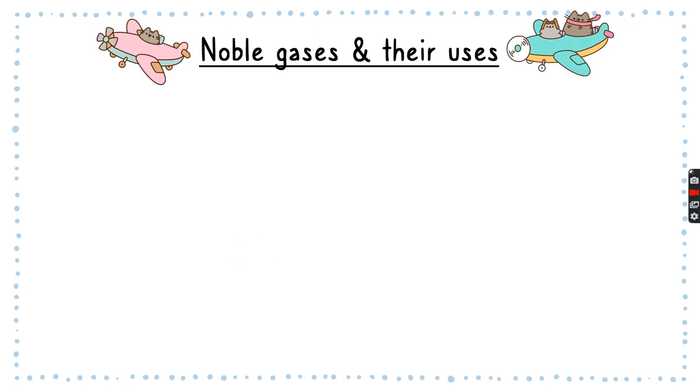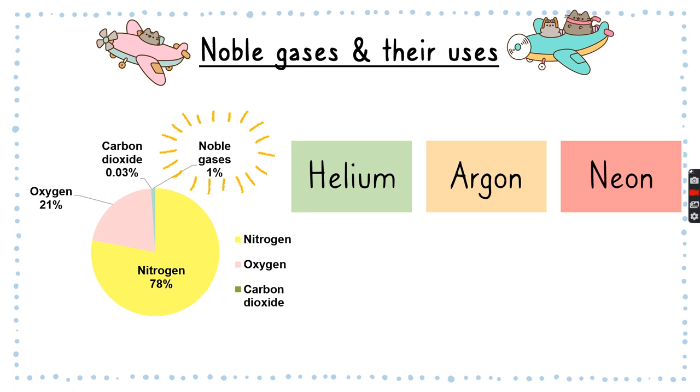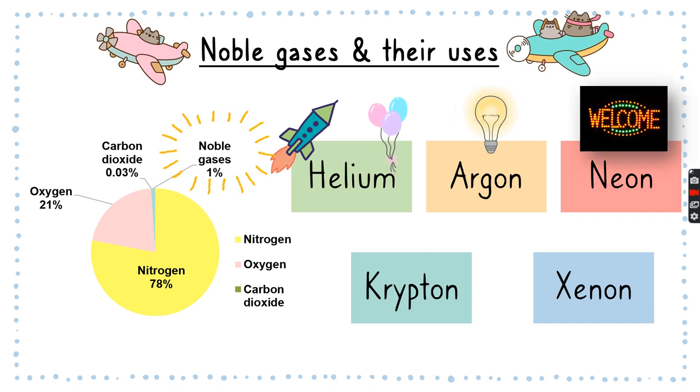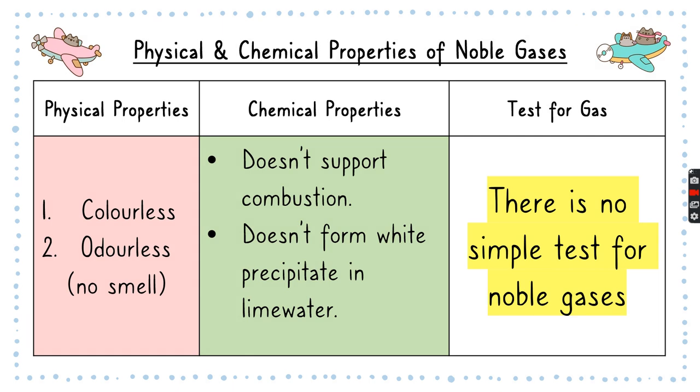Now let's look at the noble gases and their main uses. We actually mentioned this a little bit. The noble gases make up 1% of air. You have helium, argon, neon, krypton, and xenon. Helium, you can find in rocket fuel and helium balloons, argon in light bulbs, neon in advertising lights, krypton in energy-saving light bulbs, and xenon in camera lights and also the headlights of cars.